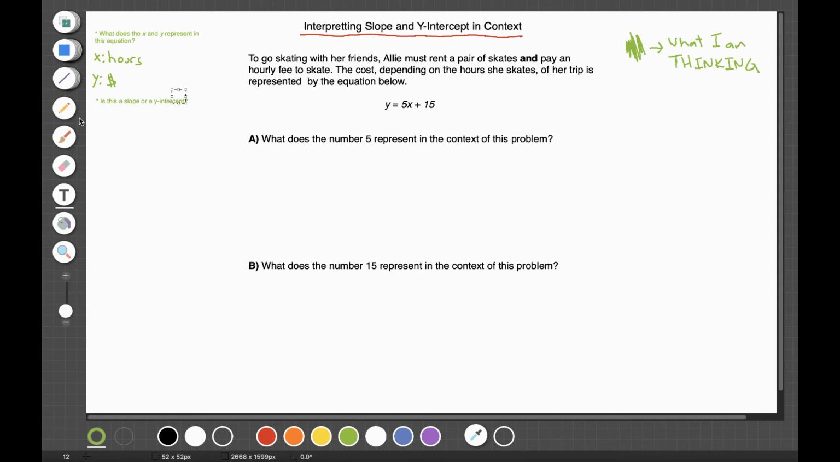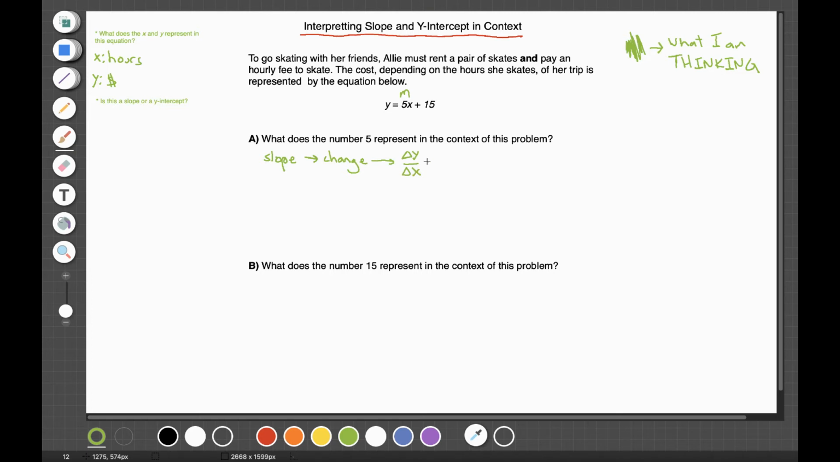The number 5. Well, I'm thinking, this is y equals mx plus b. Okay, so that's my m. So I know that this is my slope. Again, modeling all my thinking here with the green. So there's my slope. Well, then I think to myself, what do I know about slope? Well, slope is my change. Okay, and it's not just the change, it's the change in y over change in x.